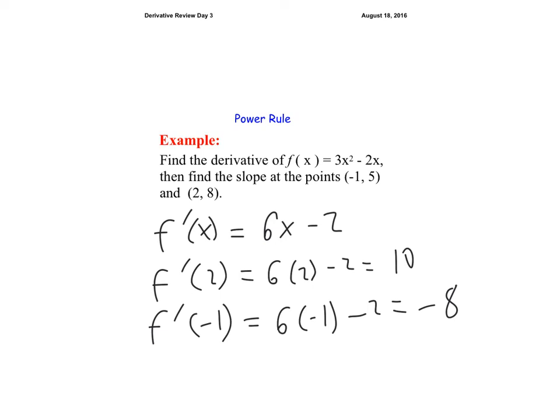So, using the power rule, I found the derivative to be 6x minus 2. To find the derivative at -1 and 2, I just simply plug those two numbers in, because you're only working with the x coordinates of the points, not the y coordinates. And you end up getting at the point 2, 8, the derivative, or slope, is going to be 10. And at -1, the slope is going to be -8. Again, a very drastic change between the 2 points. And as far as the x coordinate, those points were only 3 away. Let's move on.